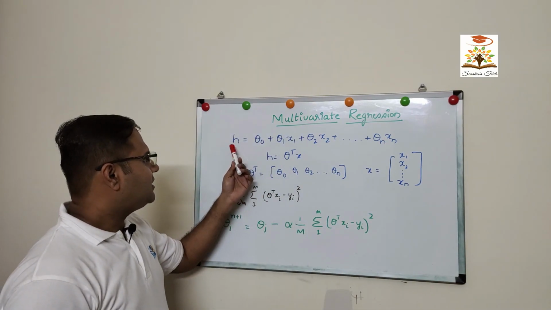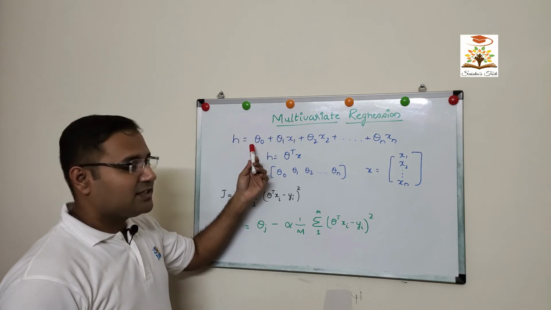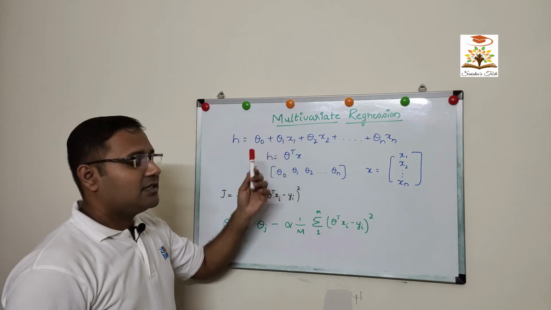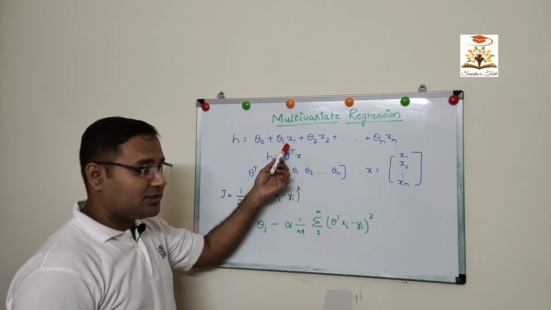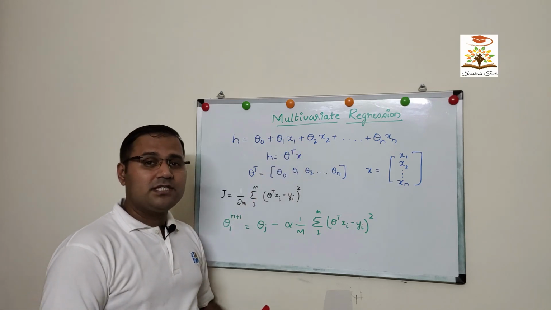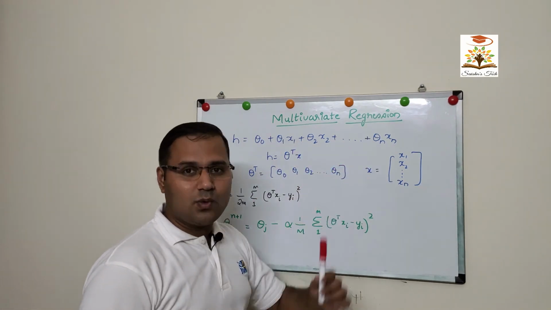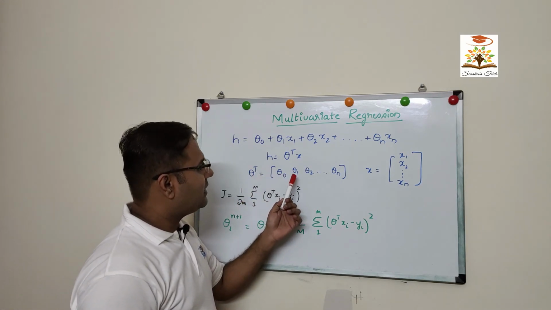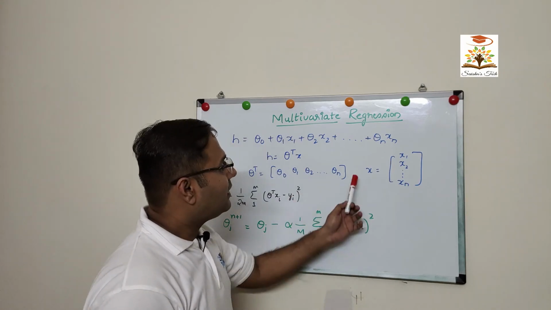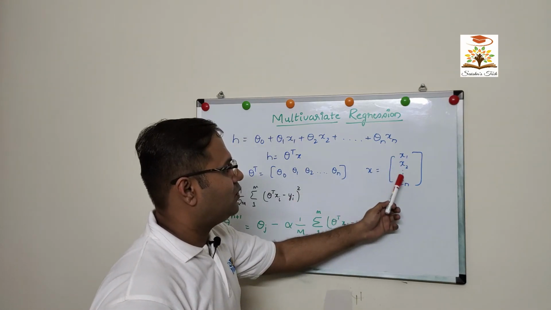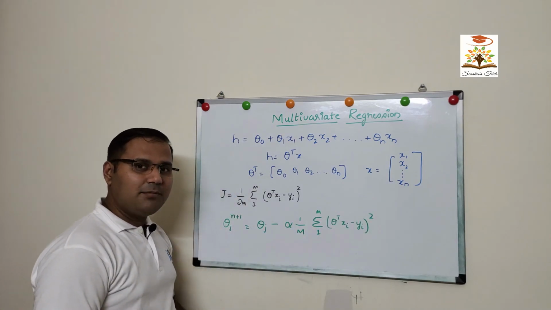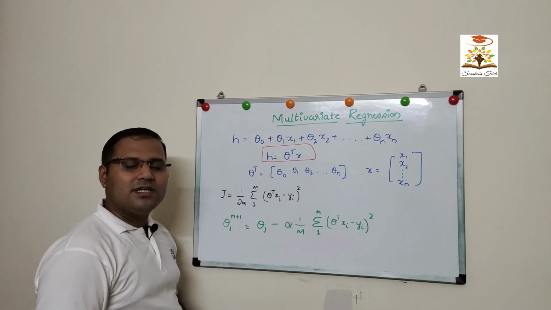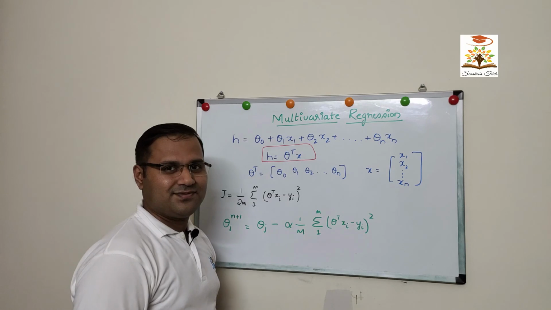Here h = θ0, which is the intercept of the variables. θ1 is the coefficient for variable x1, θ2 is the coefficient for variable x2 and so on. The vector for theta is represented as θ0, θ1, θ2 to θn, and the vector x is represented as x1, x2 and so on. The hypothesis for a multivariate linear regression is h = θ^T x.